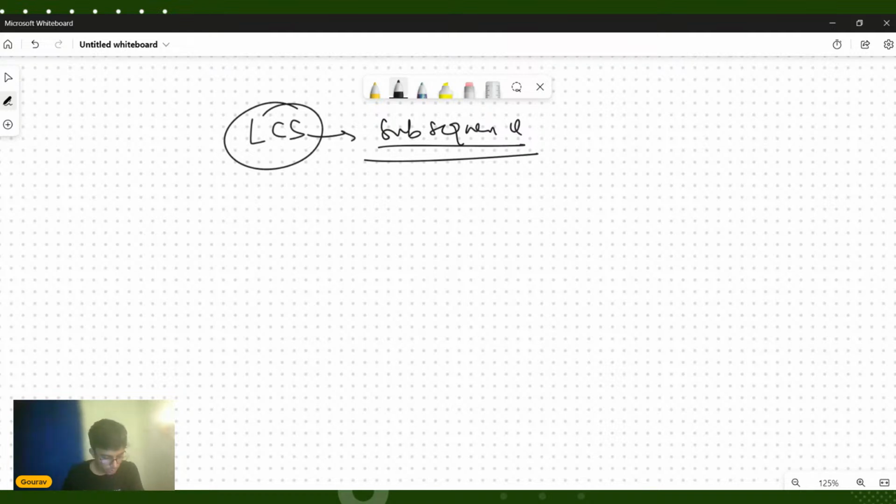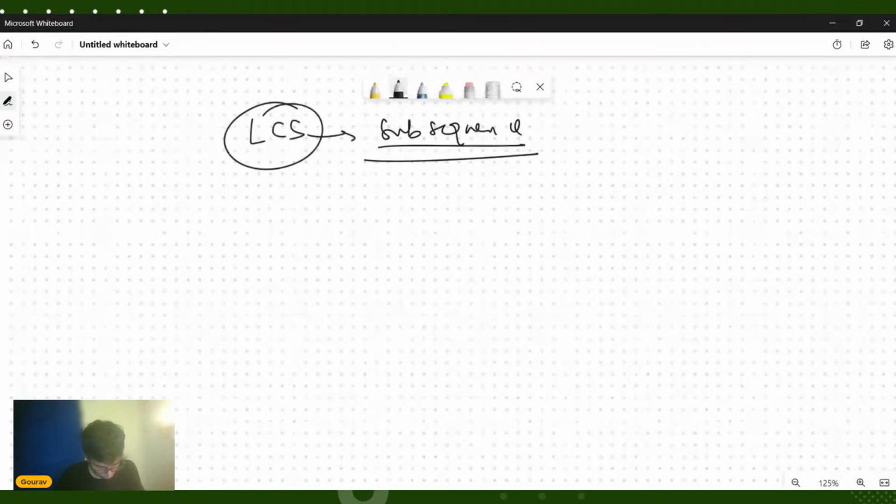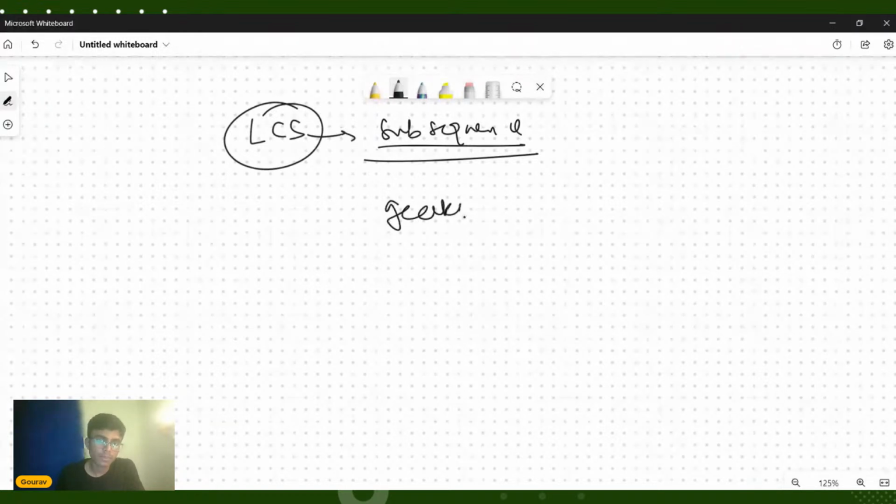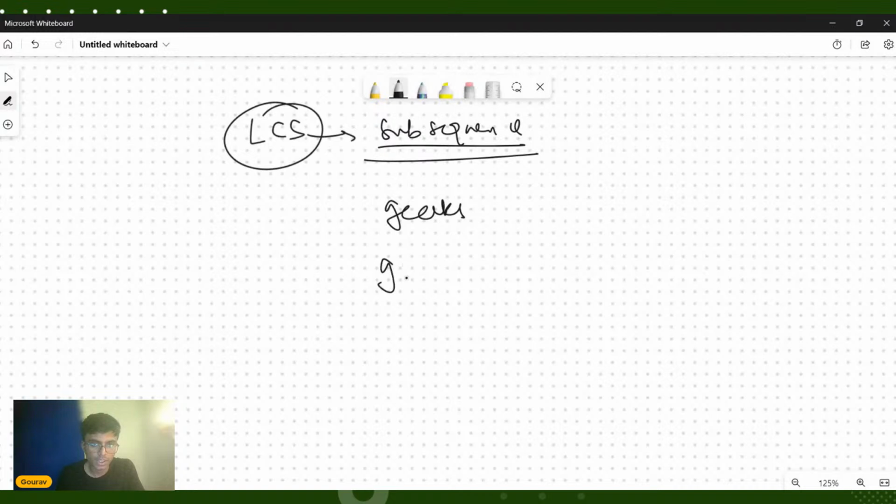So let us do longest common subsequence. First let us get the definition of subsequence correctly. Let's say we have a string called GEEKS. A subsequence can be any sequence in this string obtained by deleting any of the characters. For example, I can write GKS to be a subsequence of this string.